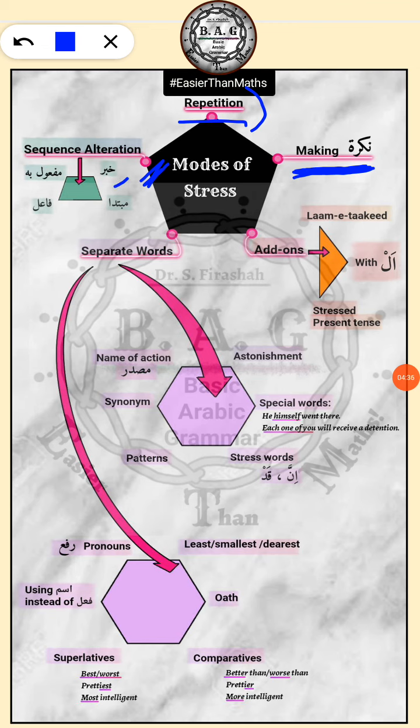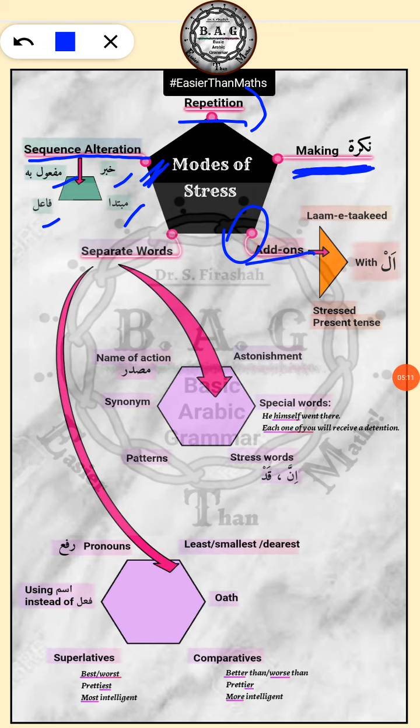So you've got khabar, mubtada, fa'il, maf'ul bihi. If you alter their usual sequence, their usual placement in a sentence, it produces some kind of stress. By the way, if you haven't already studied the sequence alteration, I have already elaborated it to some extent in lesson 3 of section C. So go back to Jumla Ismiya and its structure and just give it a watch. You'll understand it inshallah.